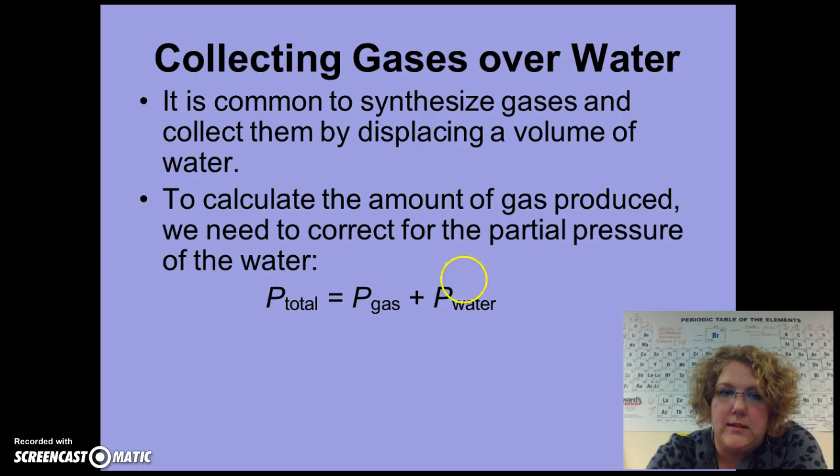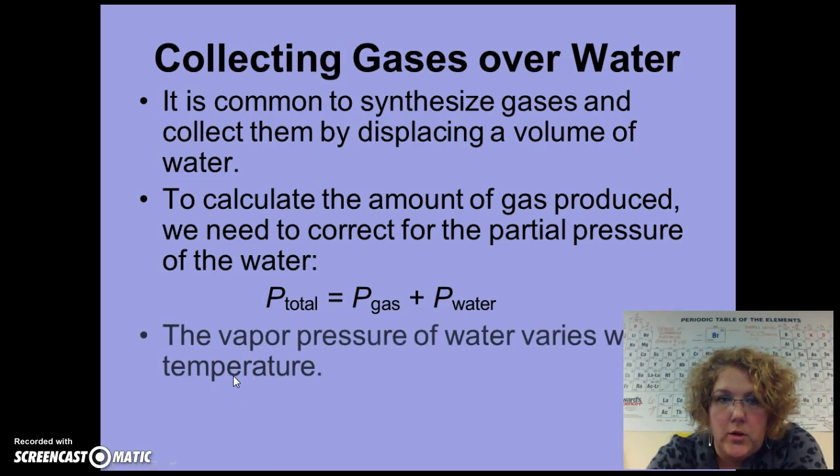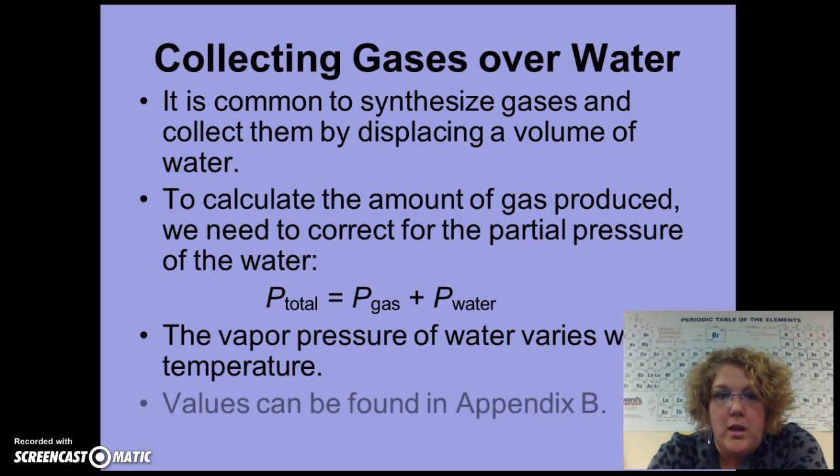So when you do a problem like this, it's going to give you the P total. Okay? And then it's going to tell you to go look up the pressure of water in Appendix B in the back of the book, and you just subtract it off the total pressure. So the vapor pressure of water, though, is not a constant. It depends on temperature. The higher the temperature, the more the water evaporates, and the higher the water vapor pressure. So in Appendix B in the back of your text, you can find the different vapor pressures of water at different temperatures. Or you can be lazy like I am and just Google it real quick on your phone.